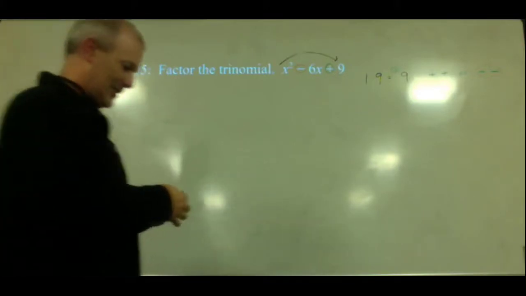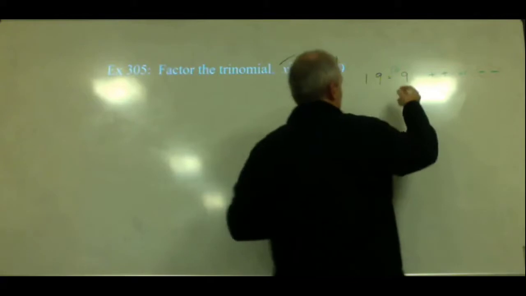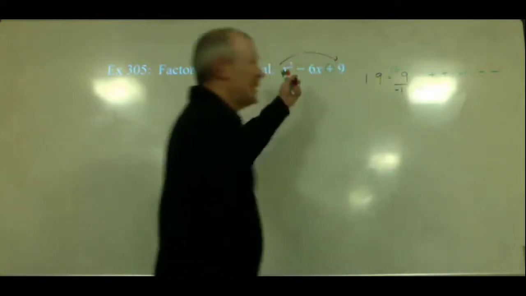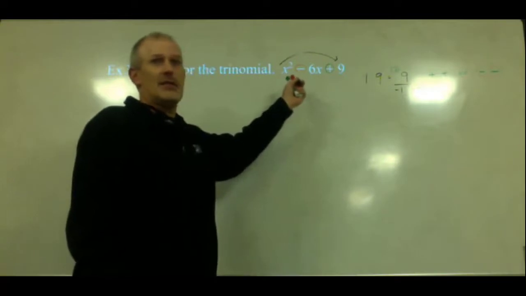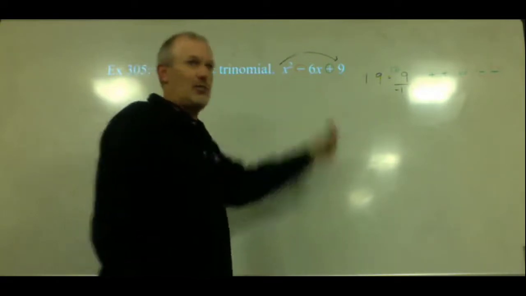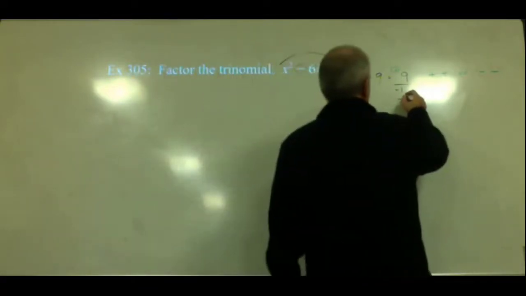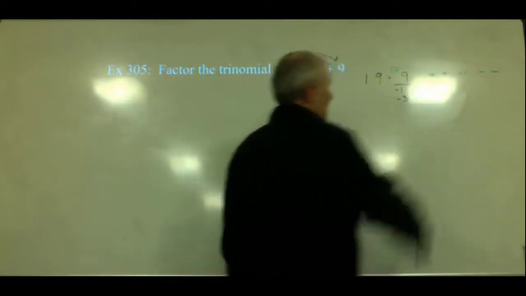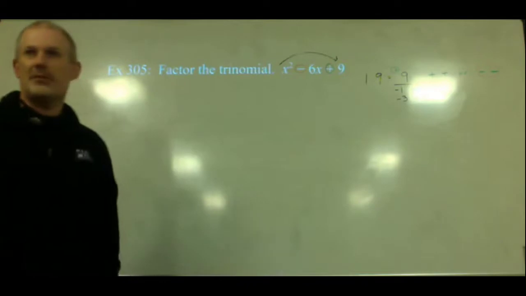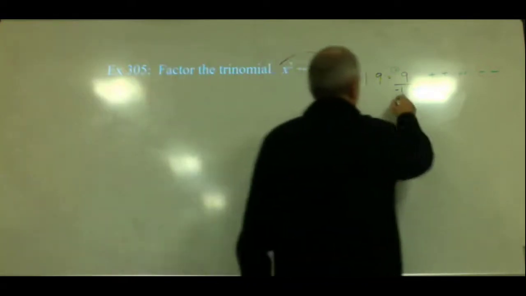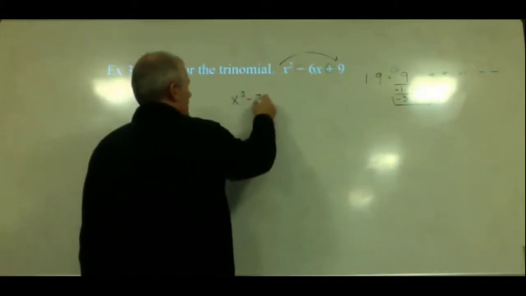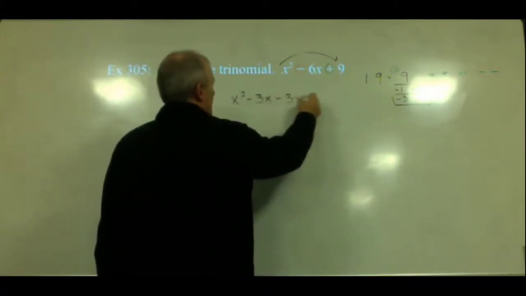All right, so let's write down the factors of 9, and there aren't many, that are both negative. -1 and -9. Does that add up to be -6? No. -2 doesn't work, so it doesn't divide in evenly. So -3 and -3. Does that add up to be -6? Yes, so those are the ones we're going to use. So x squared minus 3x minus 3x again plus 9.